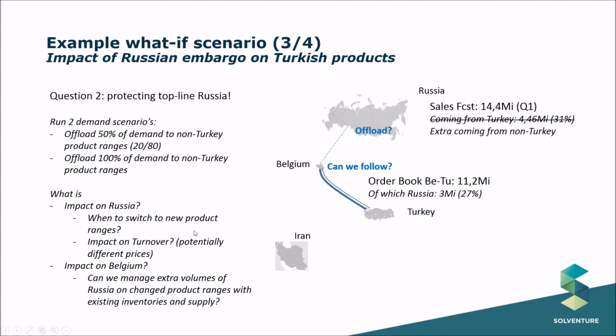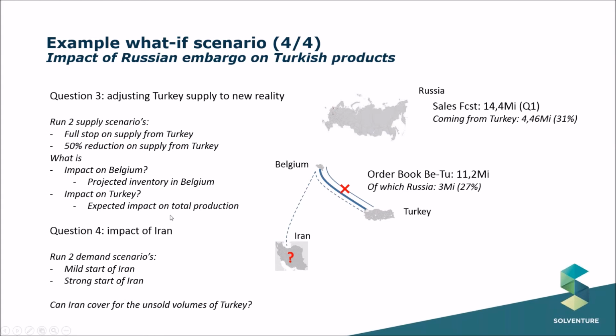When do we need to switch? What's the impact on the turnover? Because the prices could be slightly different if I'm using different products. And what's the impact on Belgium? Depending on where the new product is produced, I may have to do it with the buffer stocks I currently have in my DC in Belgium and potentially in the chain coming from the supplier. So what type of supply do I have available, and by how far can I support this type of scenario? That's the second type of question.